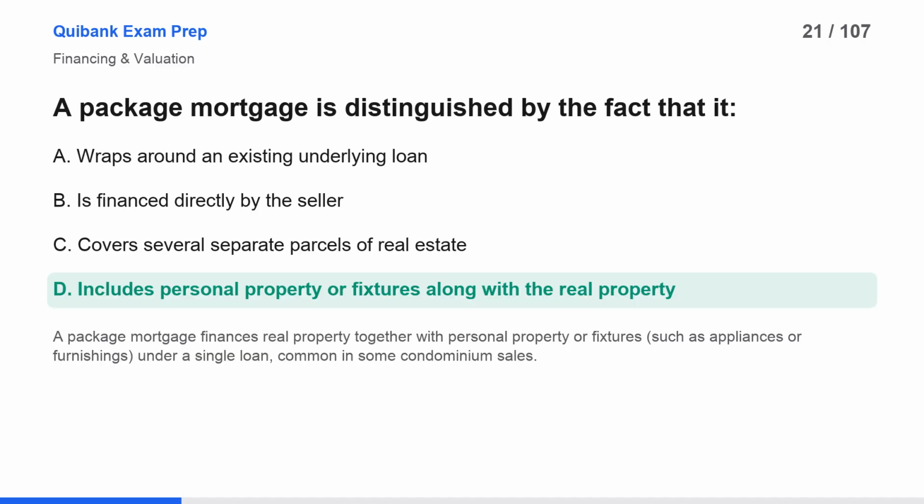The answer is D. Includes personal property or fixtures along with the real property. A package mortgage finances real property together with personal property or fixtures, such as appliances or furnishings, under a single loan, common in some condominium sales.